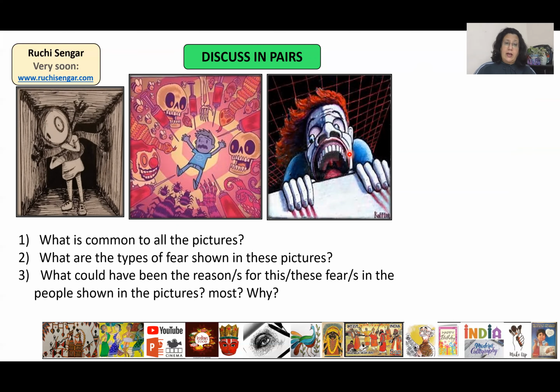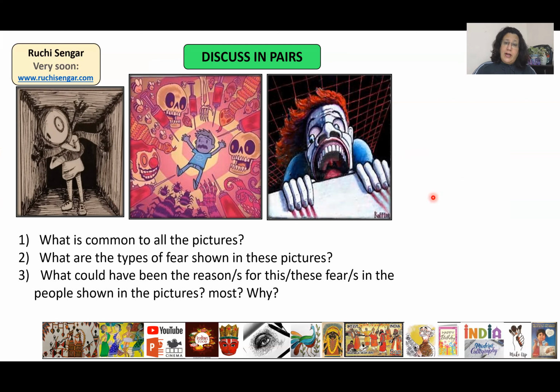Okay, so great. What could have been the reason for these fears in the people shown? So now they'll talk. Is there a story behind it? Why are they fearing it? What about this person? Some people find it problematic to be in a lift, I being one of them. You feel that the walls are closing in on you. Now, I don't know what it was. Maybe because I found myself shut in the washroom of a train when I was very, very young. And so I don't know really.